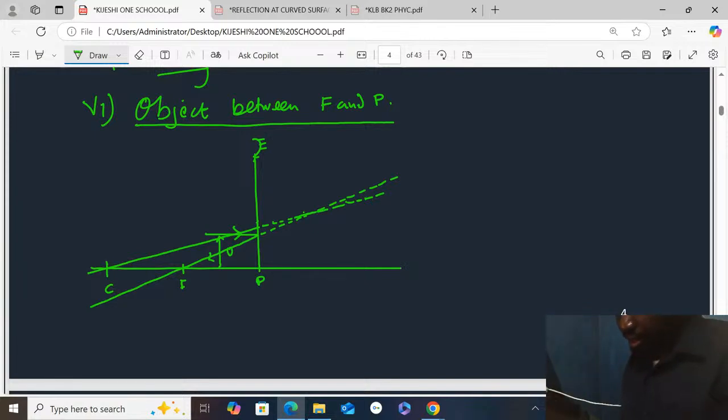So you can say these two rays have met somewhere. Then this becomes my image. So this is the special case that we are talking about, because it is now for our first time that we have seen a concave mirror forming an image that is erect.